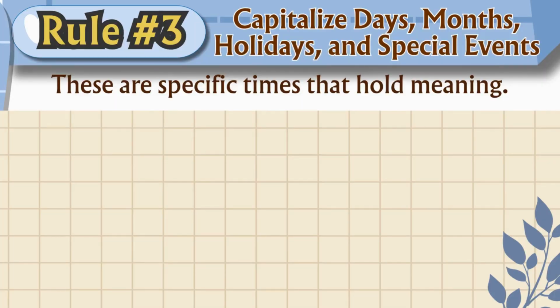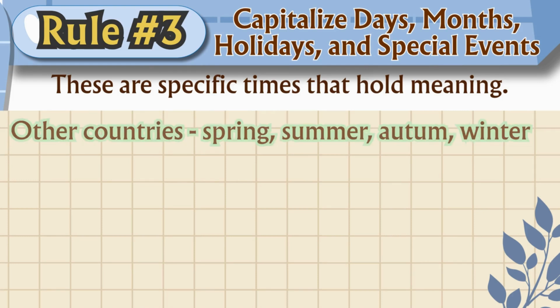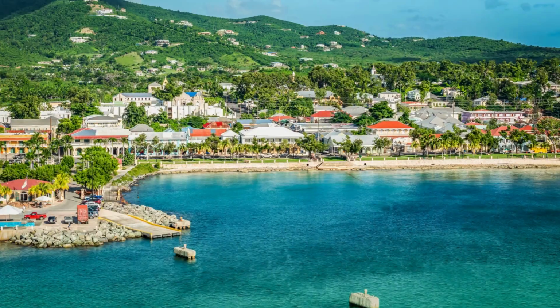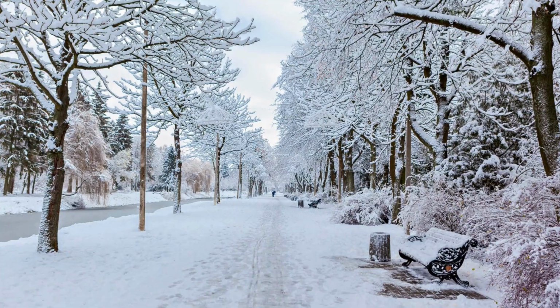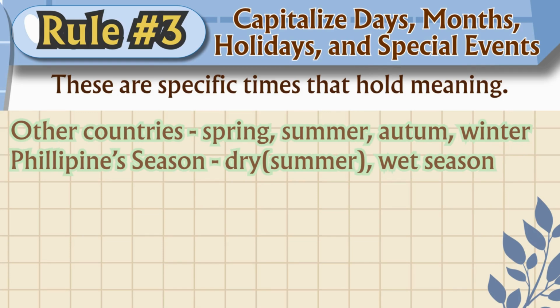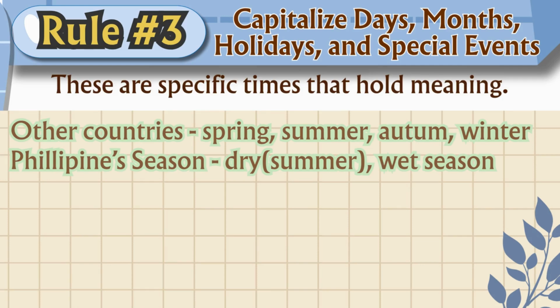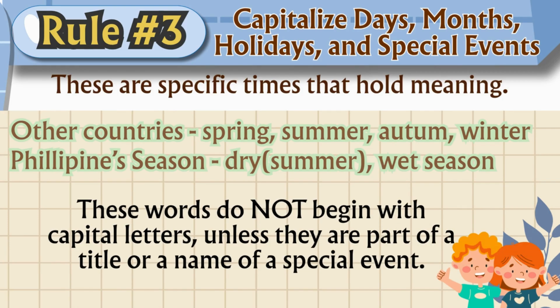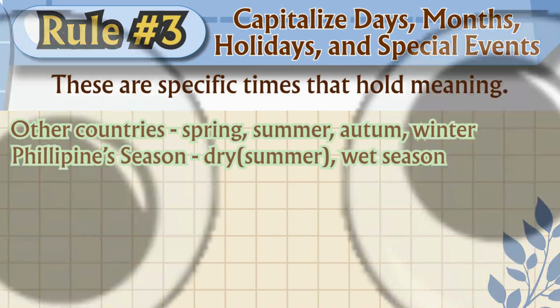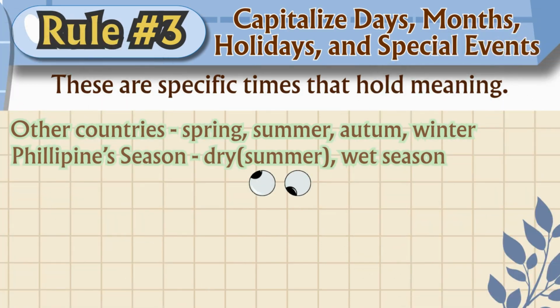Now, let's talk about seasons. In other countries, they have spring, summer, autumn, and winter. But here in the Philippines, we usually say dry season and wet or rainy season. Here's the rule: we do not capitalize the names of seasons unless they are part of a proper name or title. All right, class, let's play Spot the Correct Sentence.